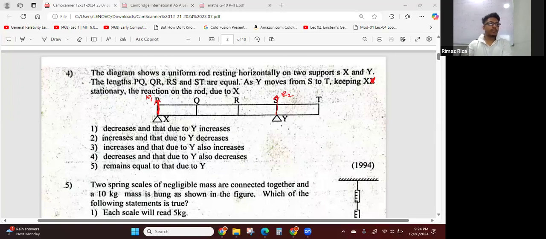Okay, so what would happen to R1 as Y decreases, and that due to Y increases, and that due to Y decreases, increases, and the due to Y also increases, remains equal to the due to Y. What is the answer? Okay, I got an answer and it is correct.